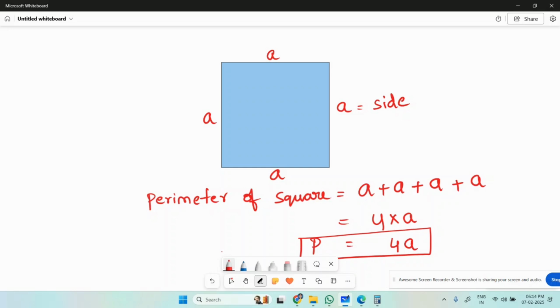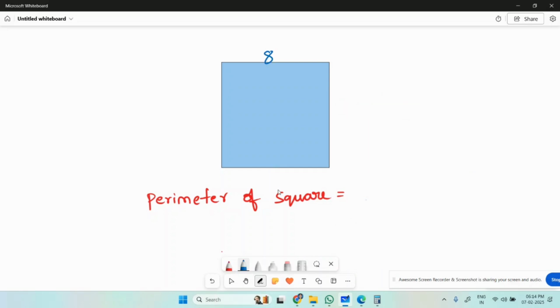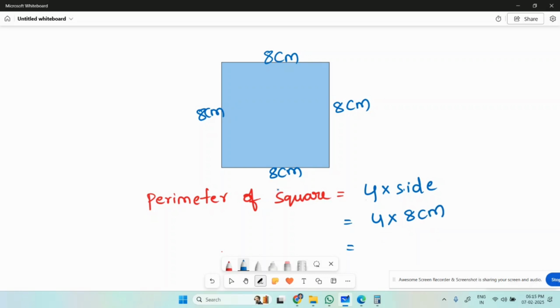Let's solve a question on the perimeter of a square. The square's side length is 8 centimeters. If one side is 8, the remaining sides are also 8 centimeters. Now we know the perimeter of a square formula, which is 4 times the side. One side is 8 centimeters. So 4 times 8 centimeters. Now 4 times 8 is 32. The units will be as they are. The perimeter of the square is 32 centimeters.